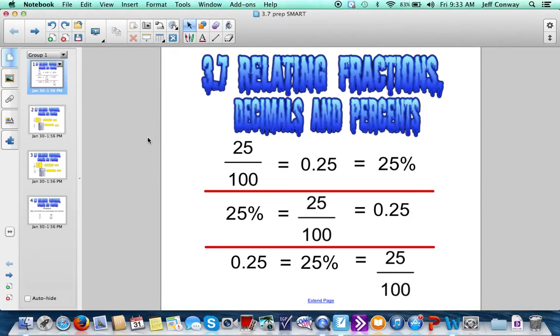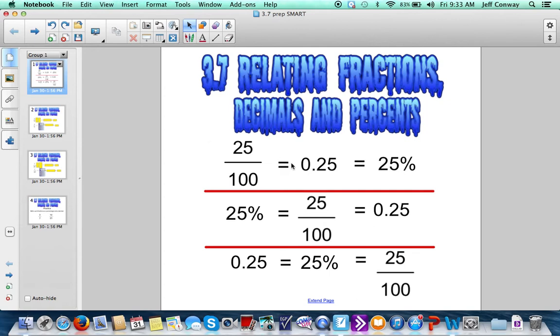Section 3.7, relating fractions, decimals, and percents. Fractions, decimals, and percents, or percentages, are all relative to each other. You can have a fraction and a decimal and a percentage, and they can all be telling you the same thing. They're just shown in different ways.